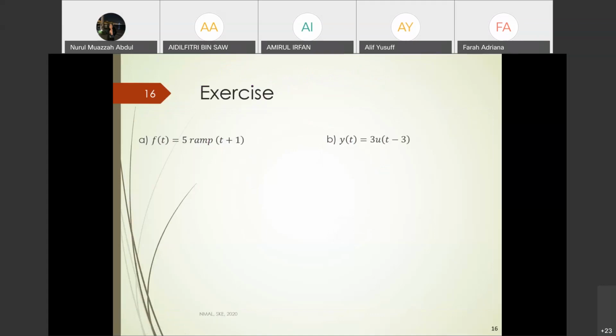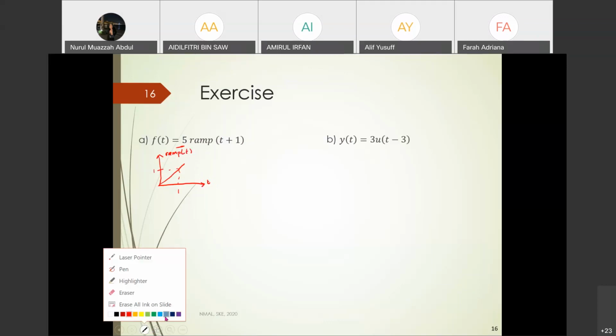First we do f(t) is equal to 5 rect(t plus 1). So you know from this question, the signal here is shifted by negative 1 to the left, because t node here is negative 1, and also it has amplitude scaling by 5. So if we go back to the basic function, you know that rect(t) is something like this. This is rect(t). So when you want to draw 5 rect(t), you refer back to the original one.